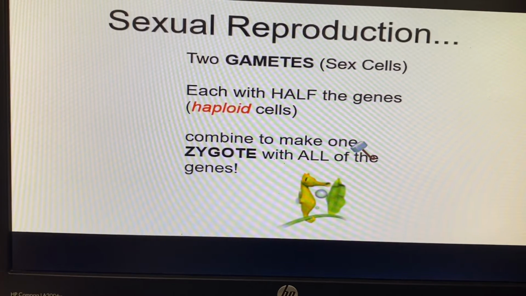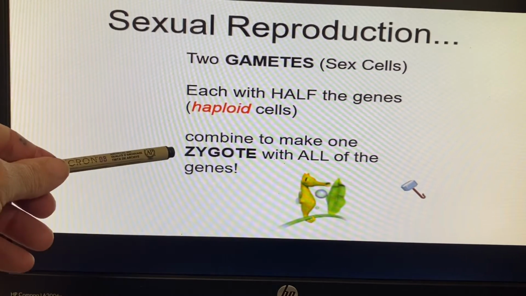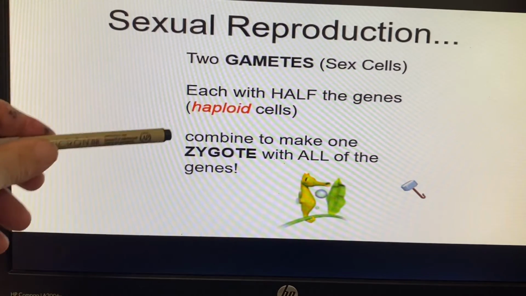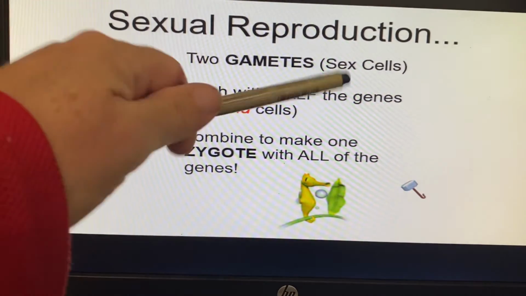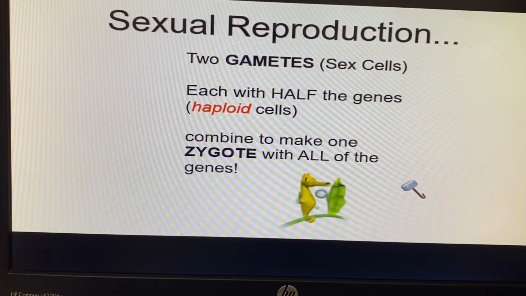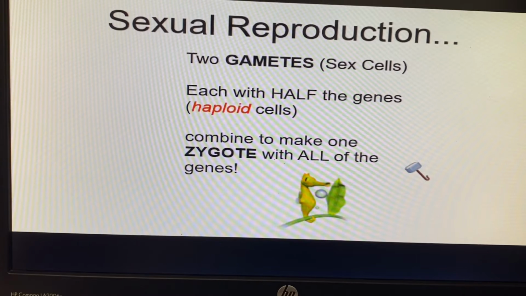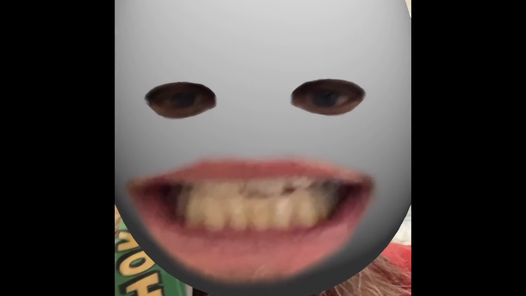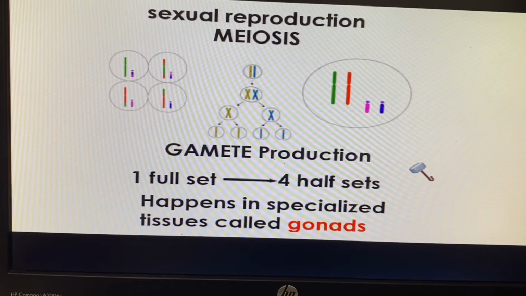And then another word that I think I've already given to you, but we'll use a lot, is this word zygote. And a zygote is the one-celled version of a brand new thing, where it has all of the genes it needs to grow up to be a cow, a seahorse, a chicken, whatever it might be. Is this supposed to be some kind of yolk? All right.